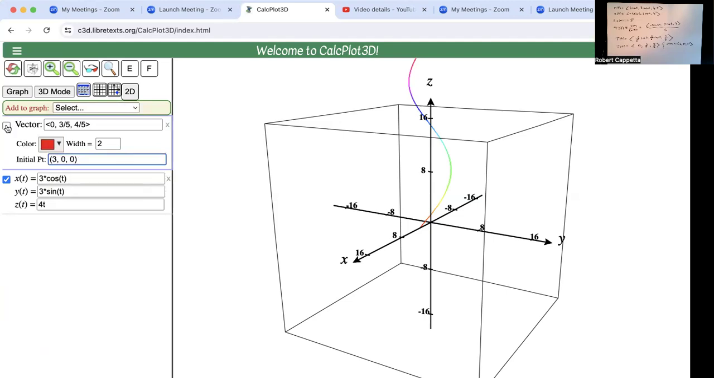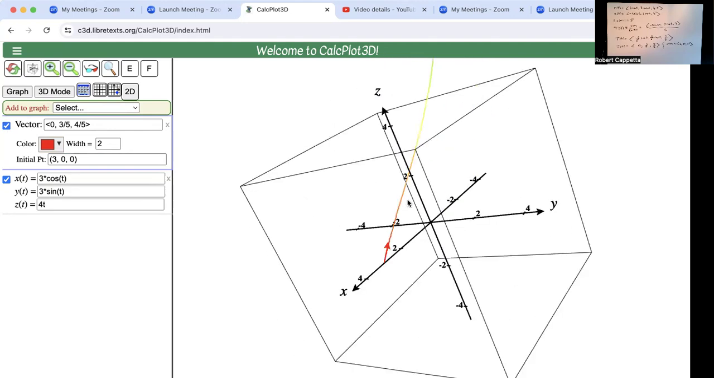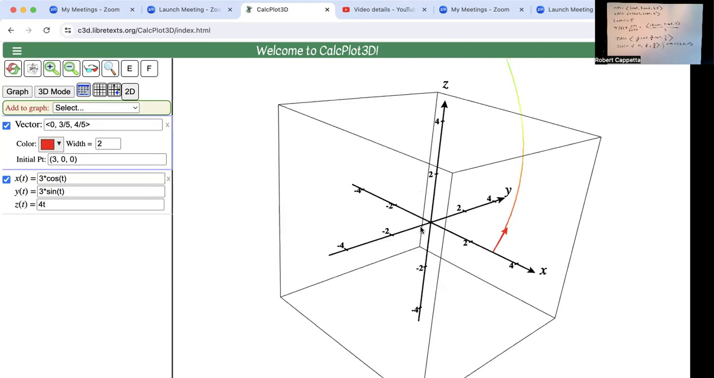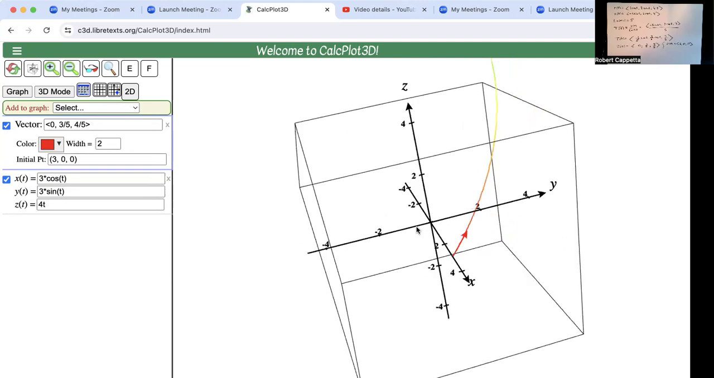So can we see that? Do we see that vector? It may require us to zoom in a little bit. As we zoom in, you can see that vector of length 1 heading in the direction of the curve at time 0, when little t is 0. Let's go ahead and try one more.